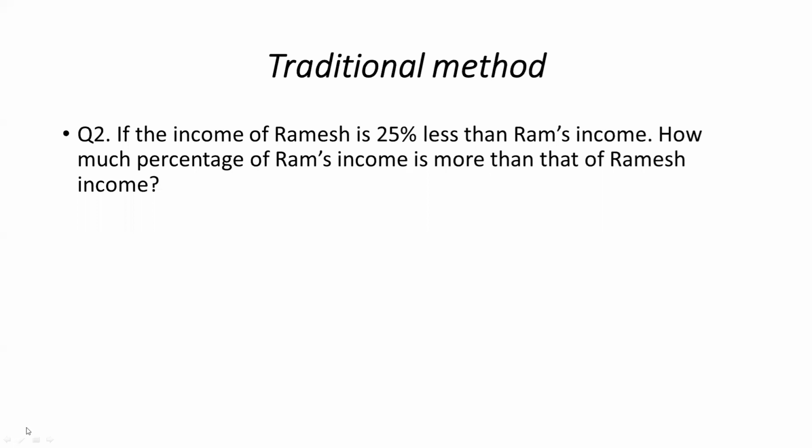Now we will see question number 2. In this question, what they have asked is: if the income of Ramesh is 25% less than Ram's income, how much percentage of Ram's income is more than Ramesh's income? So assume the income of Ram is 100. Now what will be the income of Ramesh? It will be, of course, 75.